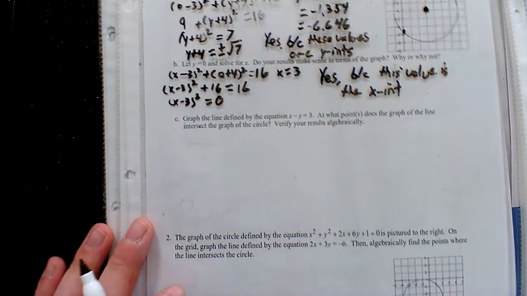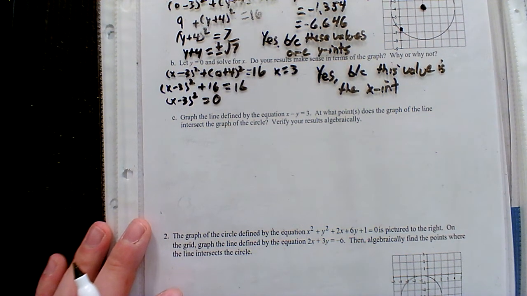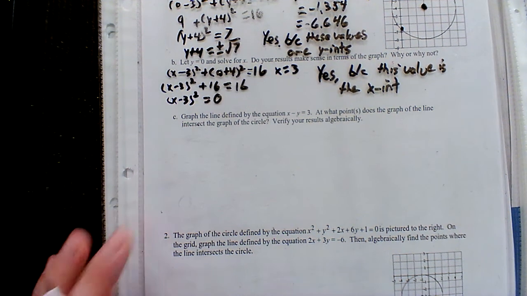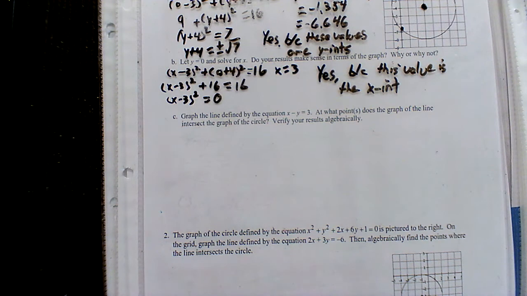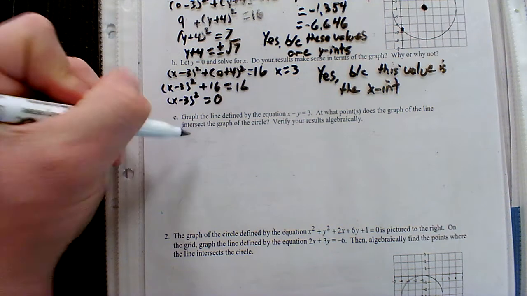Alright, part C. Graph the line defined by the equation x minus y equals 3. At what point or points does the graph of the line intersect the graph of the circle? Verify your results algebraically. So in part C, the steps we're going to go through are really the same steps we're going to go through for the rest of the problems we go over today. So pay attention to the actual methods that we use to solve this problem. As we go on, the answers are going to look different, but we're going to use the same method each time. Okay? So they want us to graph the line given by this equation.